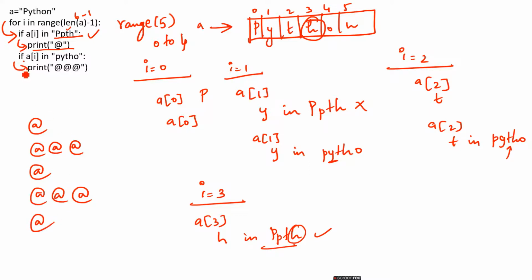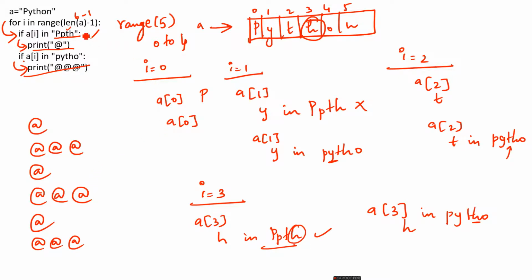Again one if condition is there. So we will check this also. We will write A of 3 in PYTHO. So see here, H is present. So we will print that also. That means the condition is true. So we have to print this statement. So @, @, @. So in this way we will get the output.